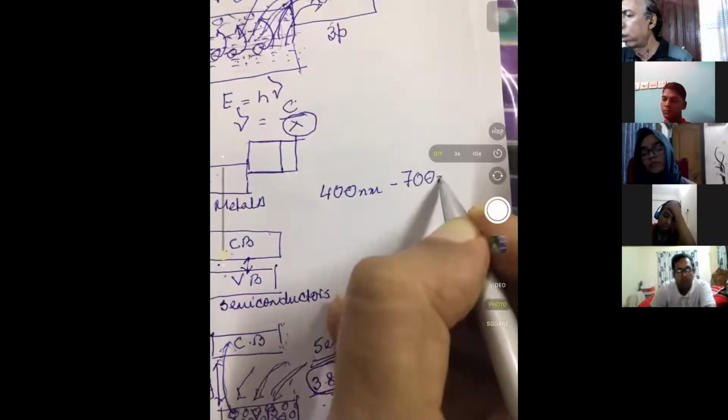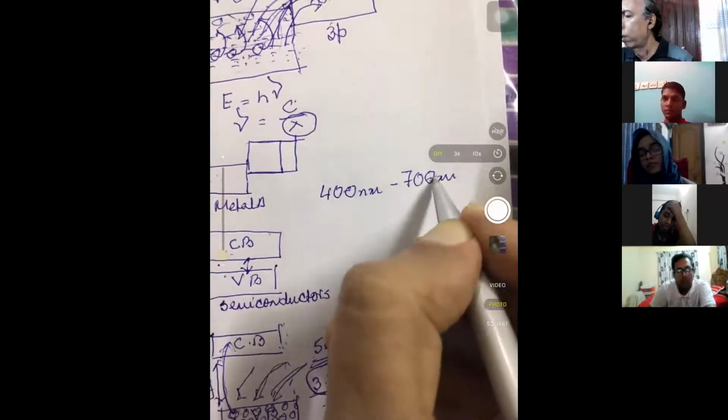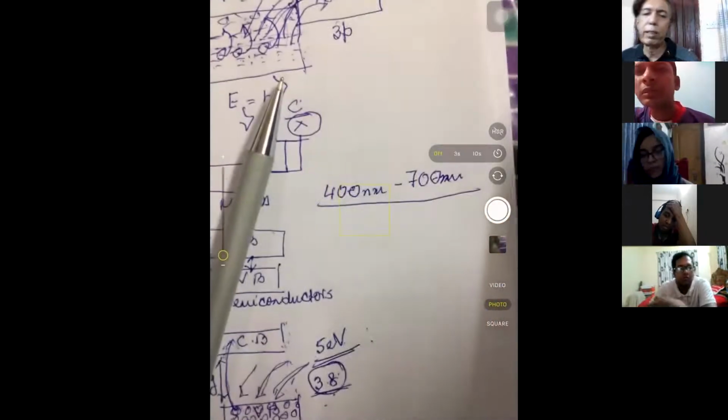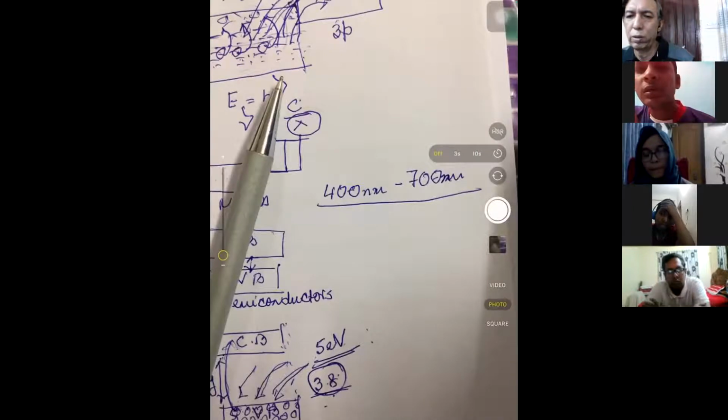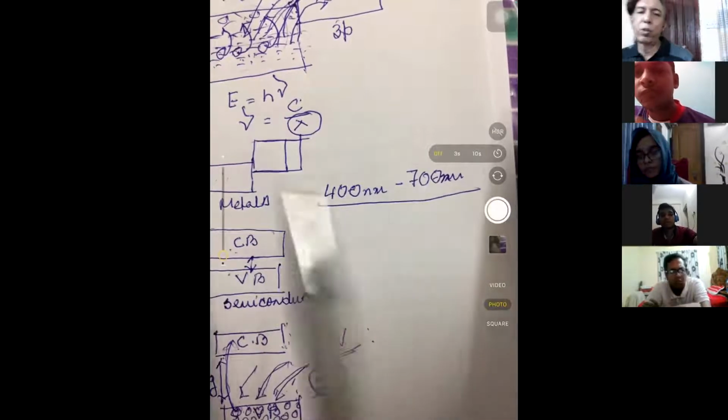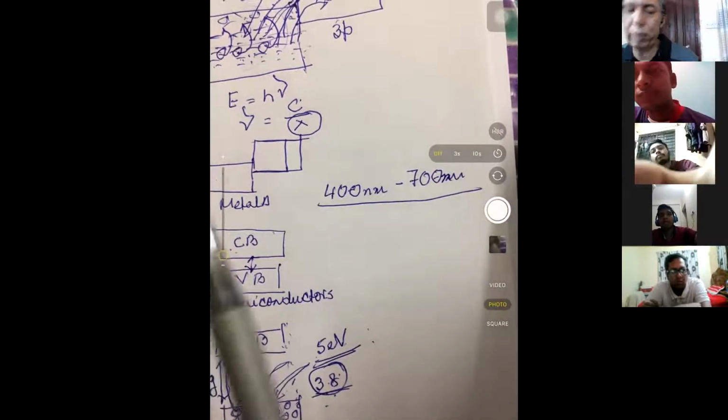Is it correct? Is it right? I don't remember exactly. Sometimes it is like 800... yes sir, 400 to 800, or up to 760. Okay, fine. Say for example 400 nanometer to 700 nanometer.